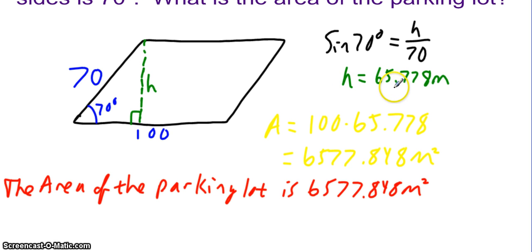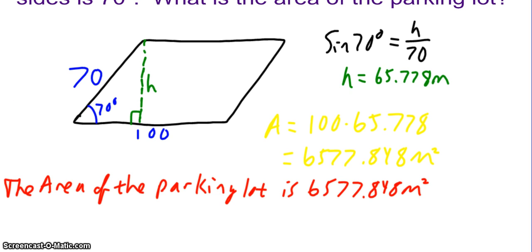So h is approximately 65.778 meters. Therefore, area of a parallelogram is base times height, 100 times 65.778. So I get 6577.848 meters squared. So the area of the parking lot is 6577.848 meters squared. Again, that's the simplest way to solve this.